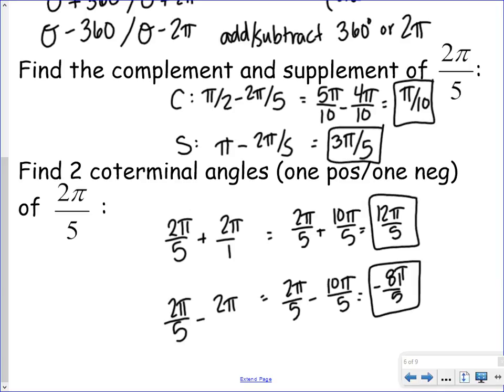Any questions about complements, supplements, coterminals? Okay.